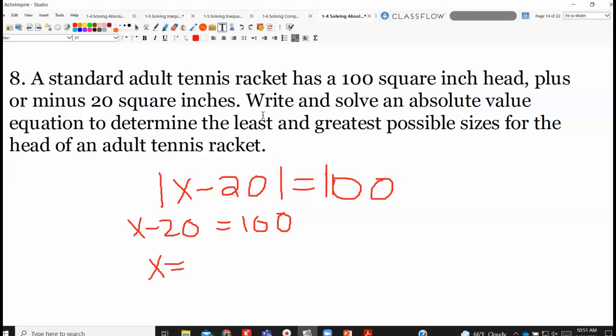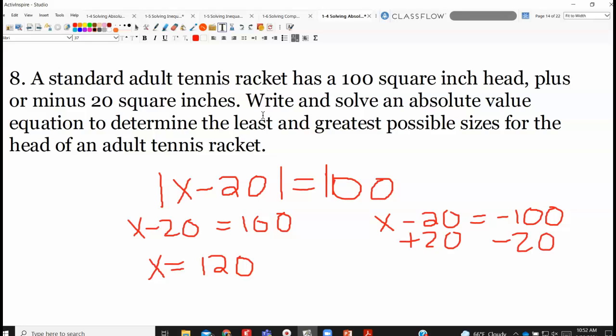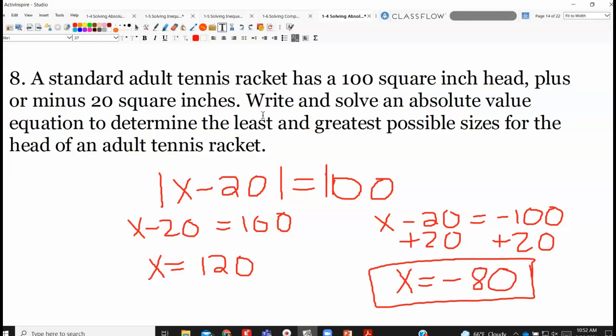And if you solve that, again, you'd get x equals 120 and x equals negative 80. But we know that it can't be a negative for that length, so it would become positive when you solve it, knowing that it cannot be a negative length.